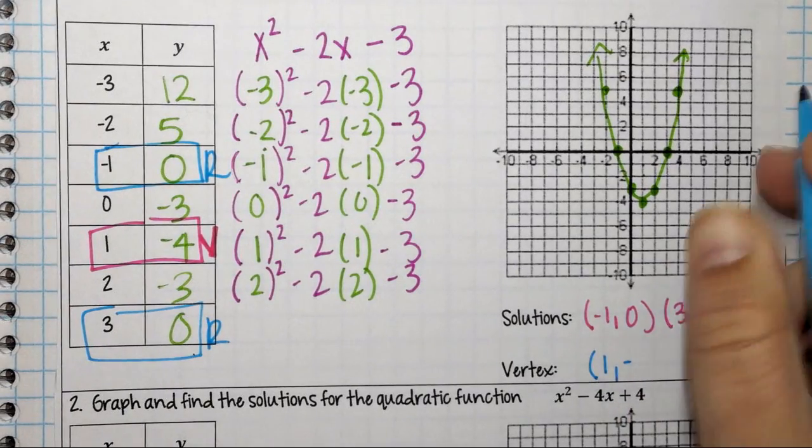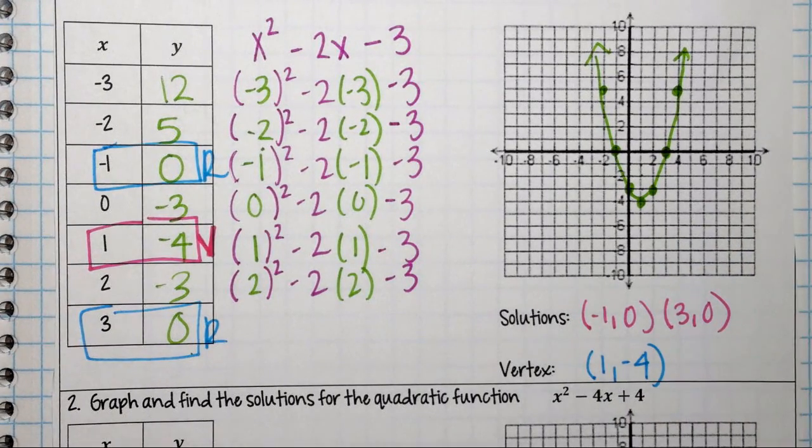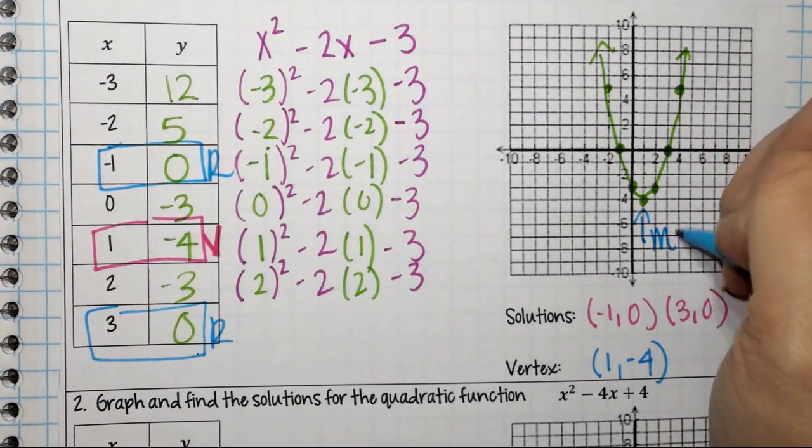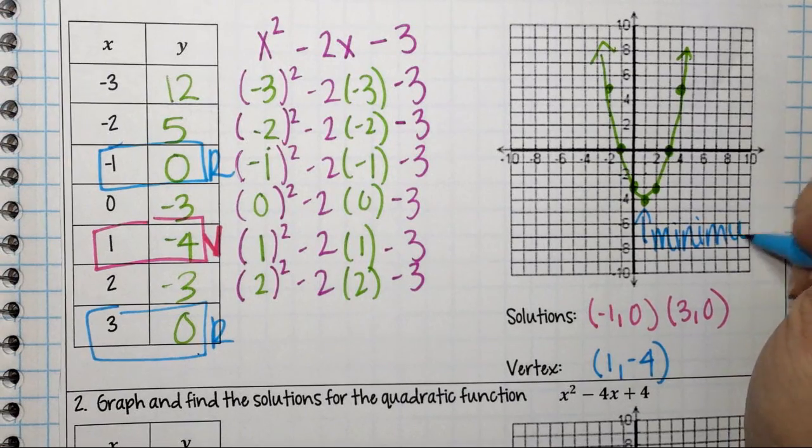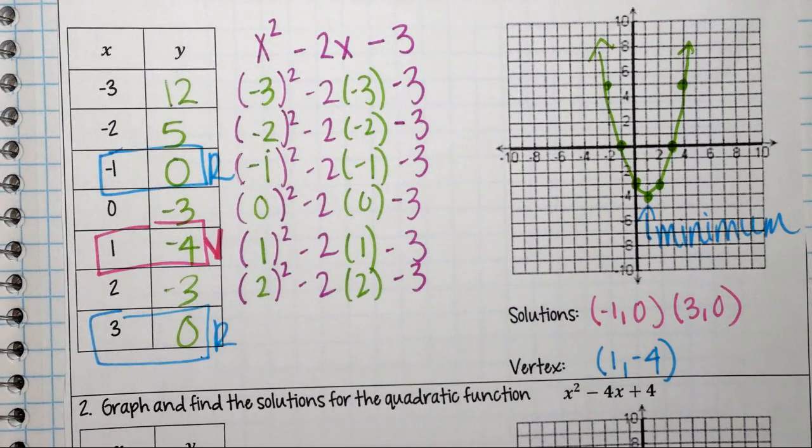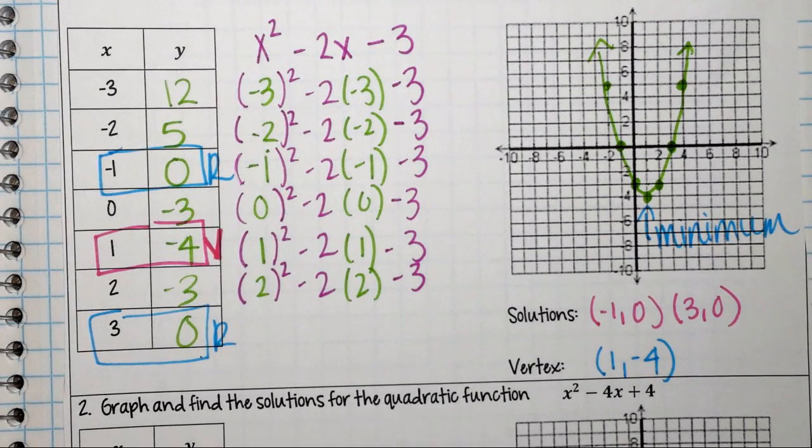And your vertex is 1, -4. Is it a maximum or minimum? Minimum, because it's the lowest point. Alright, for homework, I want you to try 2, 3, and 4 without me. If you're feeling fancy and you want to move on to 5, you can.